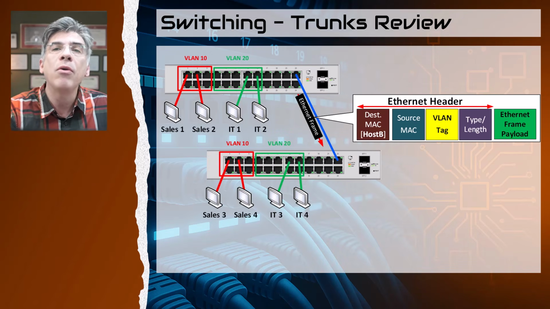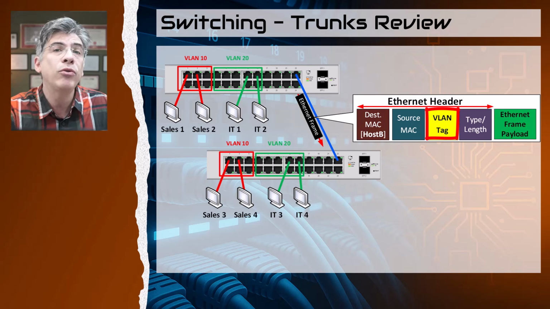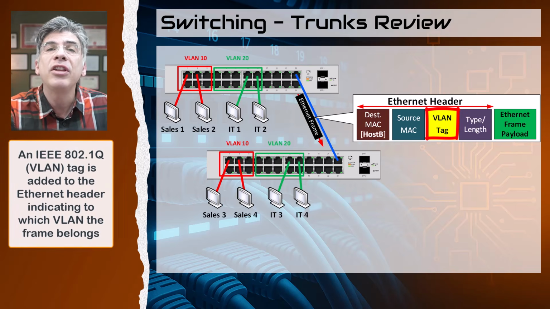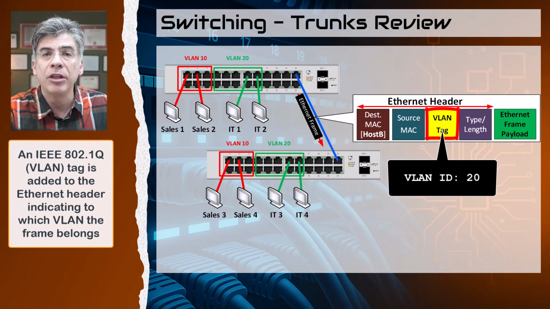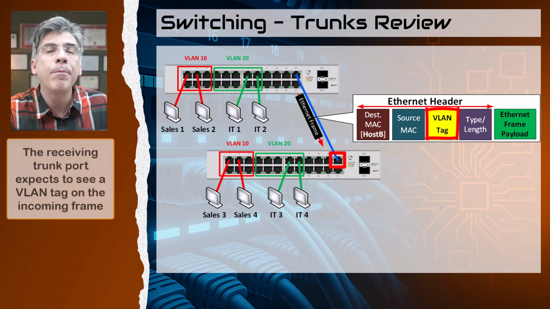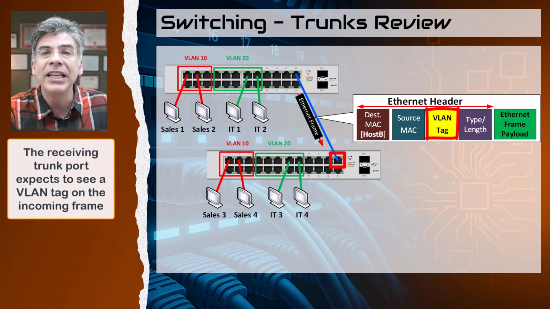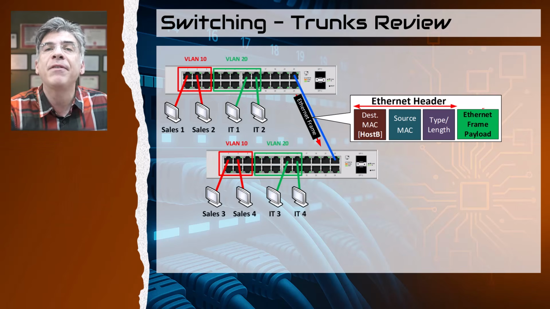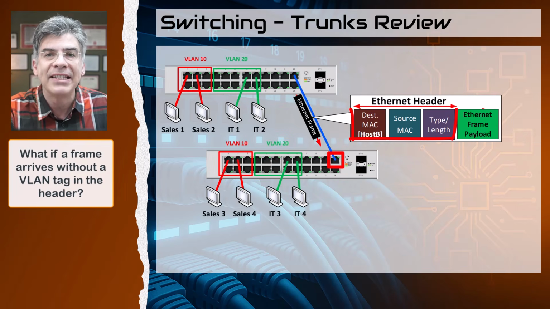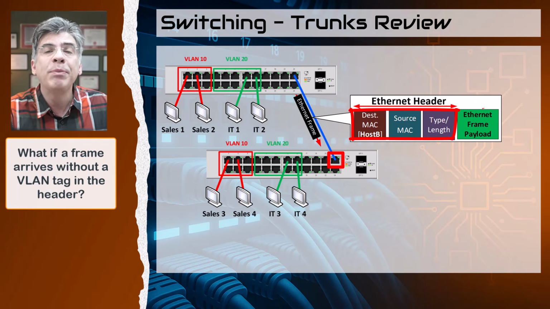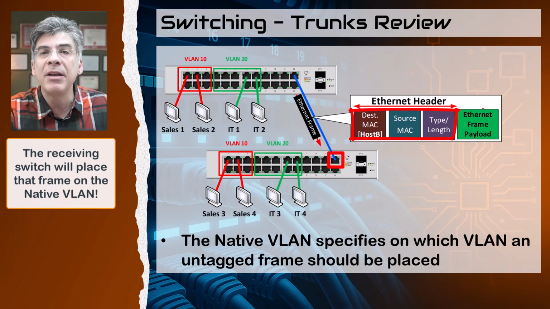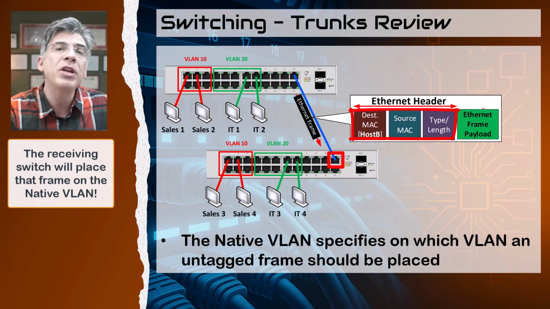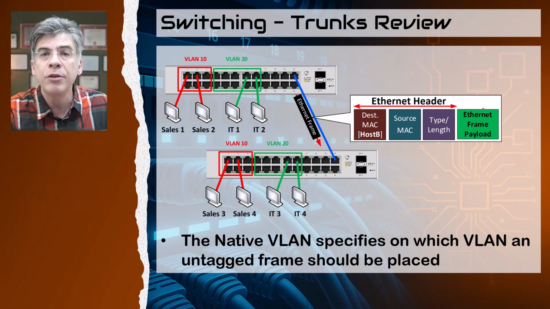When a frame is sent over a trunk port, a VLAN tag or an 802.1q tag is added to the Ethernet header, specifying, among other things, to which VLAN that frame belongs. So the receiving trunk port always expects a VLAN tag on the incoming frame, which indicates how it should forward the frame. What happens if a frame arrives on the trunk port without a VLAN tag? What will it do? Well, the switch will place that frame on the native VLAN. So the native VLAN's most fundamental purpose simply specifies on which VLAN an untagged frame should be placed.